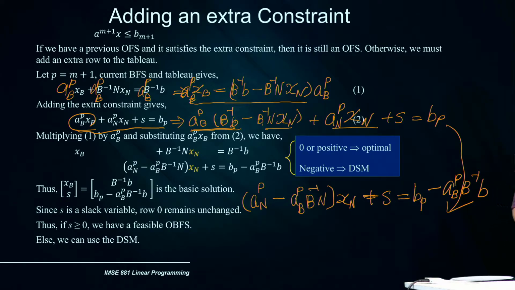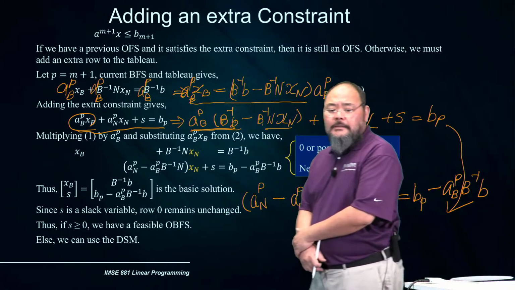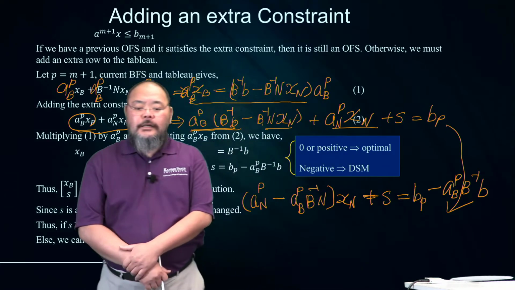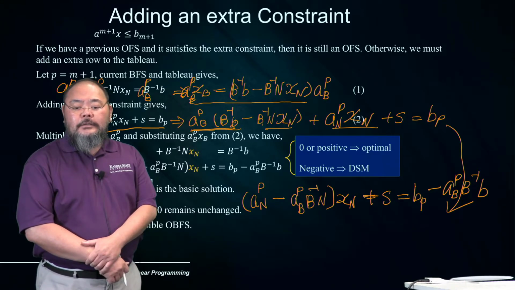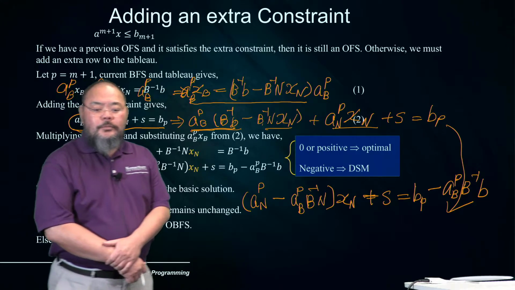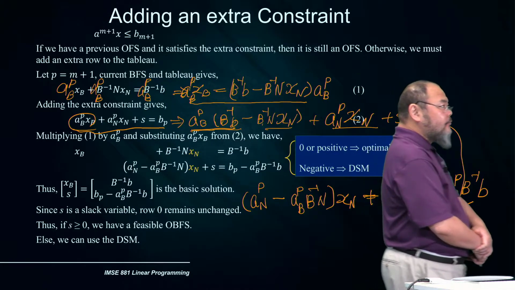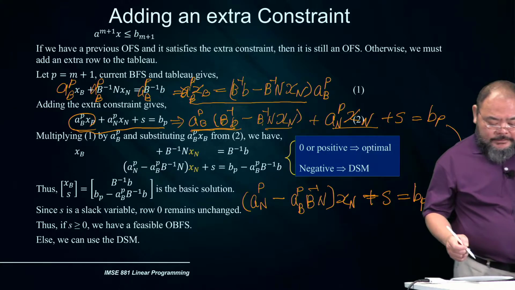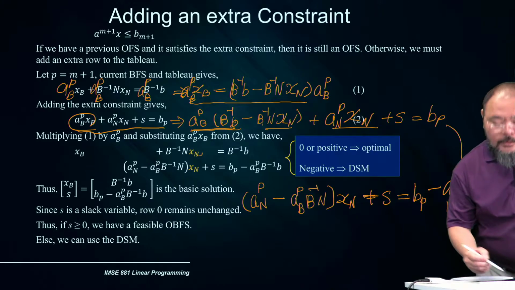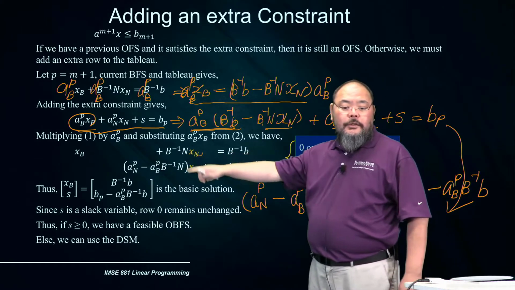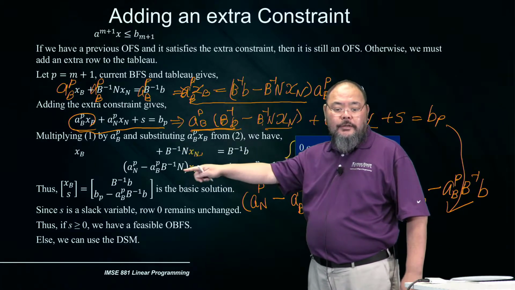So both of them have to maintain 0 or positive. If the right-hand side still maintains 0 or positive, then it's still optimal. Otherwise, I'm going to produce a negative. If it's negative, we're going to perform the dual simplex method. Because xN right now equals 0, these terms in both equations will equal 0.